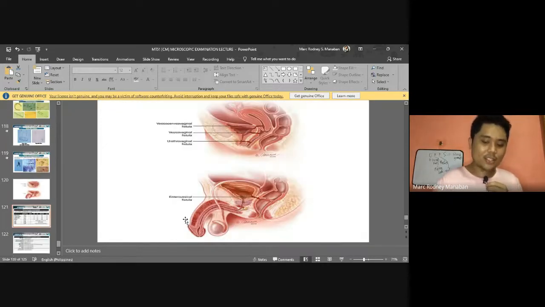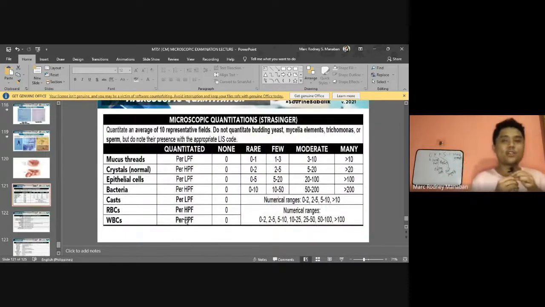Alright. So last part lang, dears, is reporting. Ayan. So for reporting of your sediments, remember, it's usually quantitated dyan siya. Quantitated for how many fields? At least 10 high-power fields, alright? And according to Strassinger, dili ra quantitate si budding yeast, mycelial elements, trichomonas, and sperm. Pero mura siyang inote as present or absent, okay?